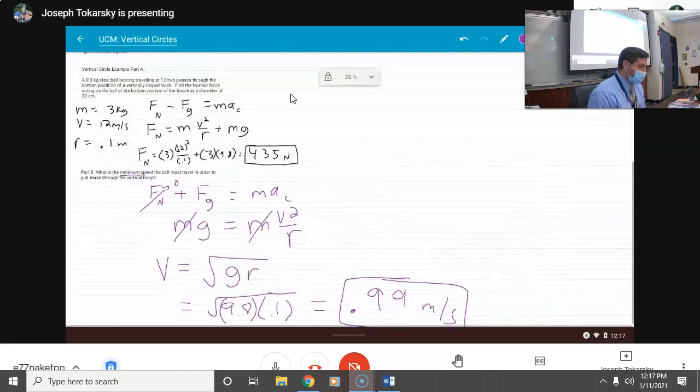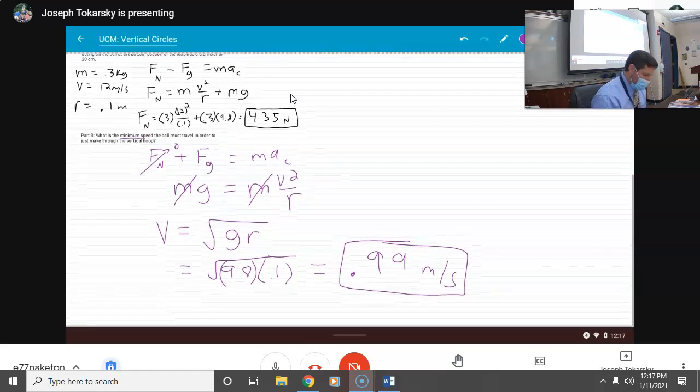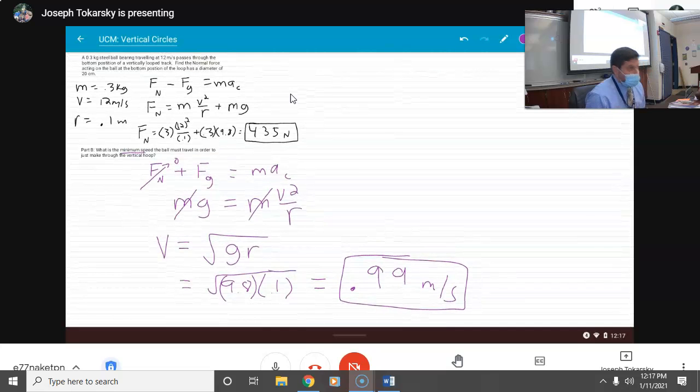That was the given speed at the bottom, for the bottom position, just for that part. That didn't apply here. Here we wanted just to find the minimum speed necessary to fully make it through. And that's really the only new thing. All that makes sense. That's just in addition to what we've learned on the vertical circle. Any questions?